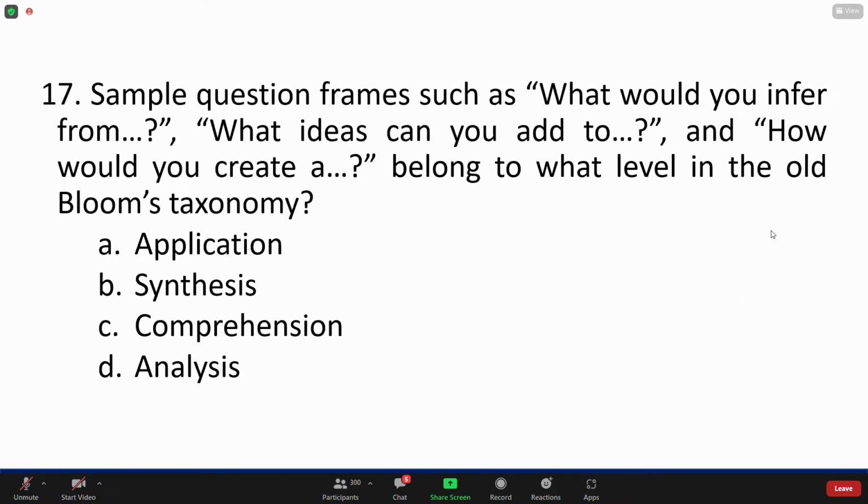Next number 17. Sample question frames such as, what would you infer from? What ideas can you add to? And how would you create, belong to what level in the old Bloom's taxonomy? Letter A, application. Letter B, synthesis. Letter C, comprehension. And letter D, analysis.